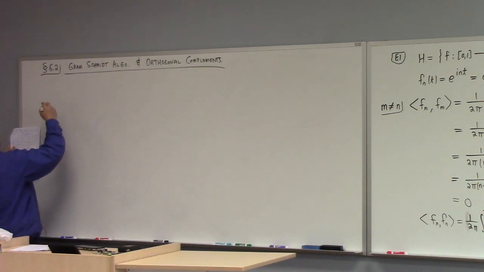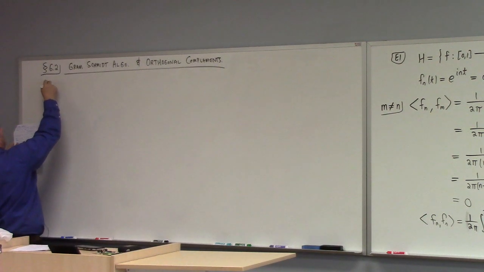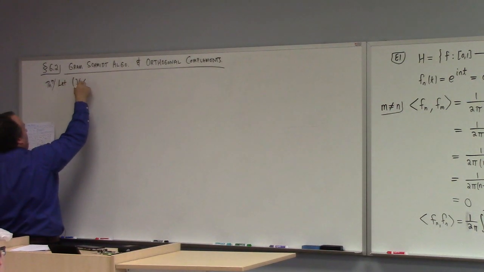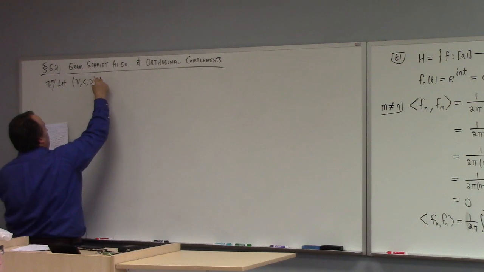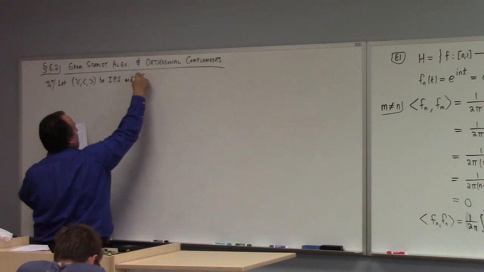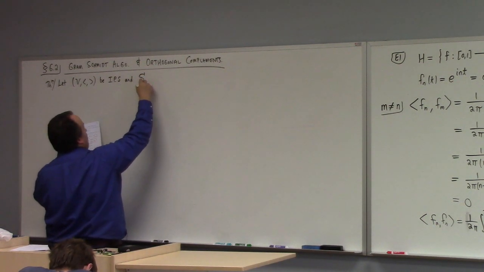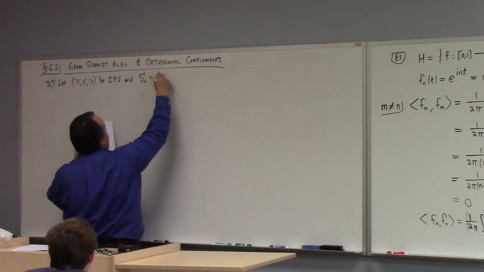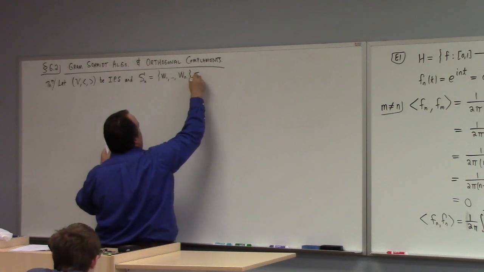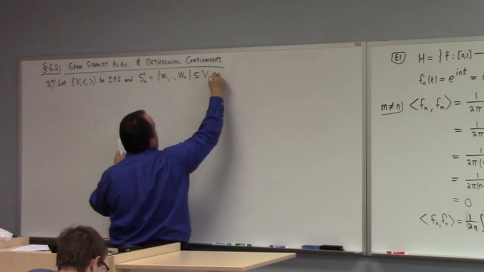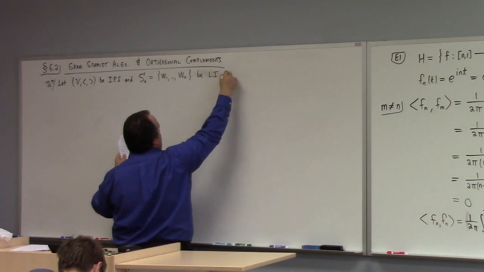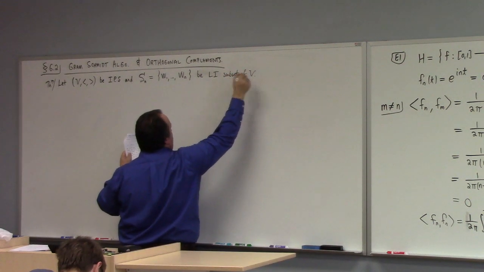This is the actual Gram-Schmidt algorithm. Here it is. Let V, with inner product, be an inner product space, and let S sub n equal to {w1, ..., wn} be a linearly independent subset of V. All right.